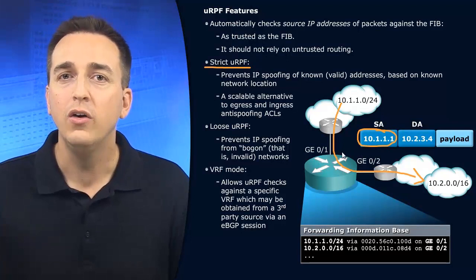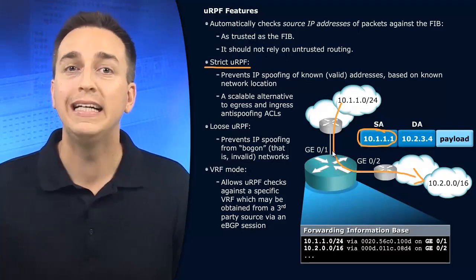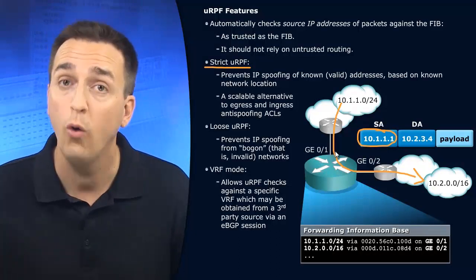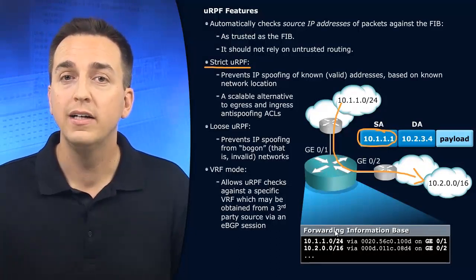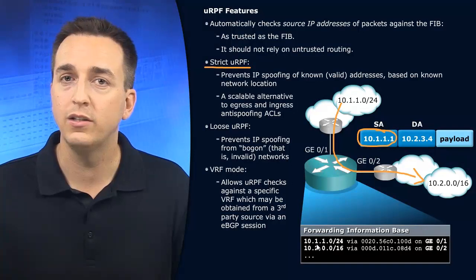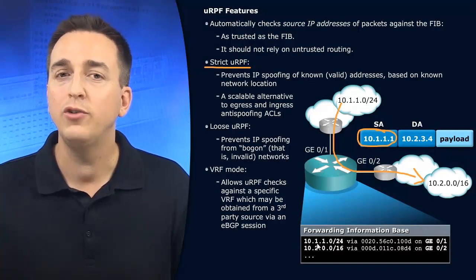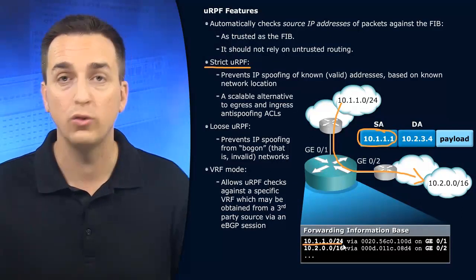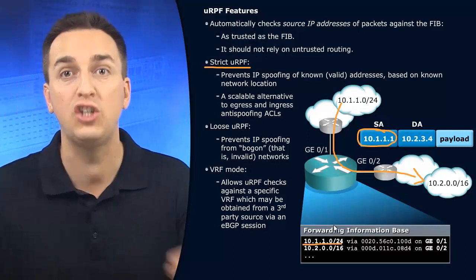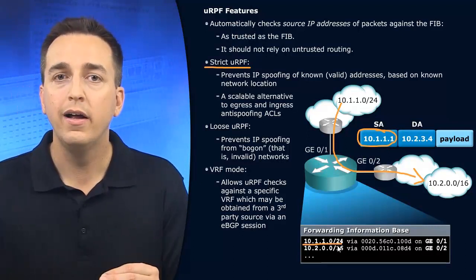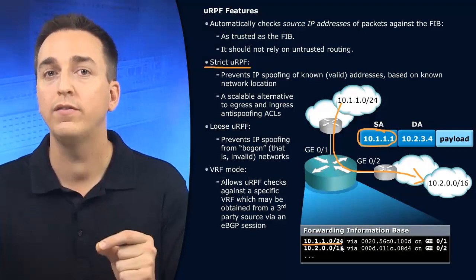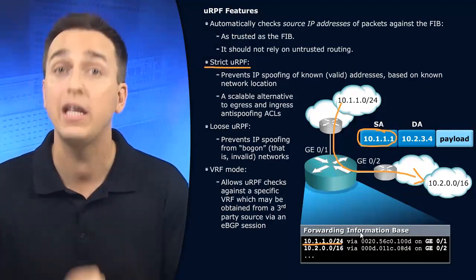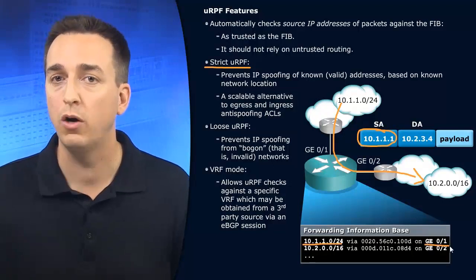So in this case, we just had a packet arrive inbound on gigabit 0/1, source 10.1.1.1, destination 10.2.3.4. So the router checks the forwarding information base and says, okay, what entry do I have in my routing table for 10.1.1.1? I would have this entry. So it's not doing this for forwarding purposes, it's doing this for the check. So there it is. Now, if I was to have to send a packet to 10.1.1.1, what interface would I use? I would use gig 0/1.